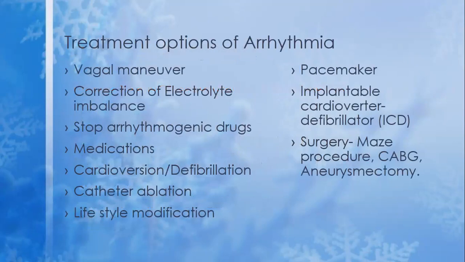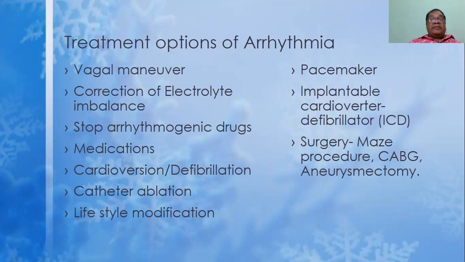Treatment options for arrhythmia. What are the treatment options? First of all, in a very emergency situation, we can use the vagal maneuver to stop the arrhythmia. For example, in case of paroxysmal supraventricular arrhythmia, we can stop it. Even in case of some ventricular arrhythmia, ventricular tachycardia, for example, we can stop it by carotid massage. Here, the vagal stimulation goes upwards to the center, and from there, a downward impulse comes, and ultimately vagal influence is increased, which can slow down the heart rate and bring it back to the rhythm.